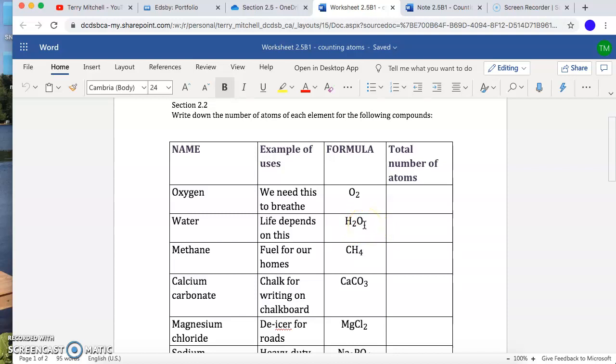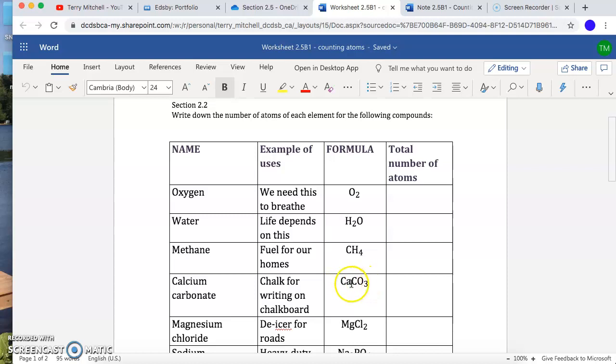I also want to remind you that every element starts with a capital letter, and if it's more than one letter long, it's followed by a small letter. So you can see right here, Ca, calcium. This C and this O, this isn't a CO, this is a C and an O. They're both capitals, telling us that they are different atom types. So here we have three atom types: calcium, carbon, and oxygen.